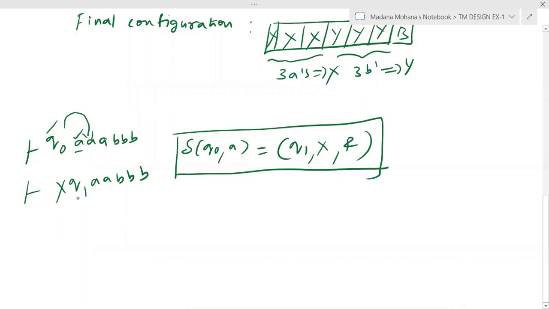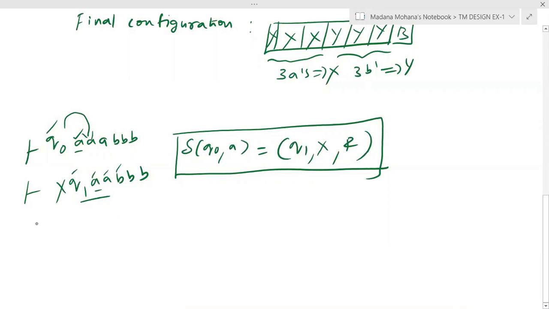Now the state is Q1 and the current input is A. As we mentioned, after the first input is replaced with X, the control moves right with the help of the read-write head to find the first B. You have to skip the second A and the third A without changing state, until you reach the first B. Whenever the first B is found, B is replaced with Y, then it moves left to search for the second A. Like that, this will be repeated.